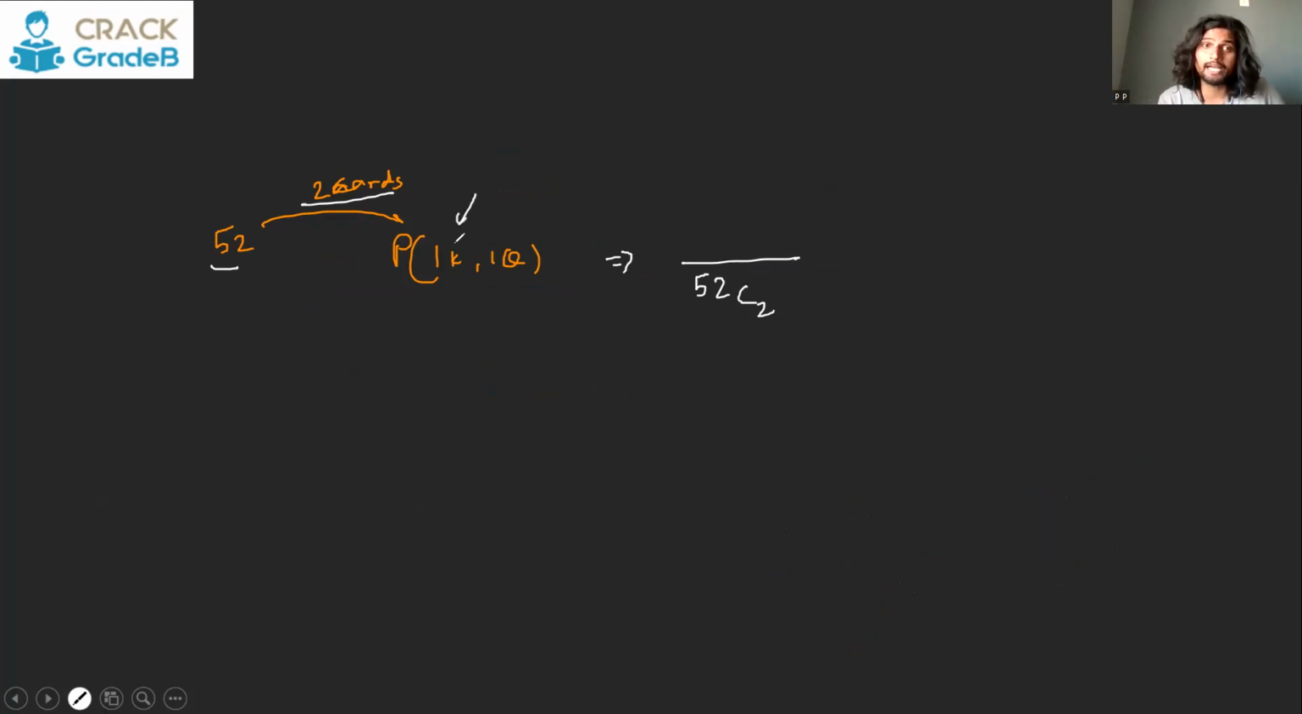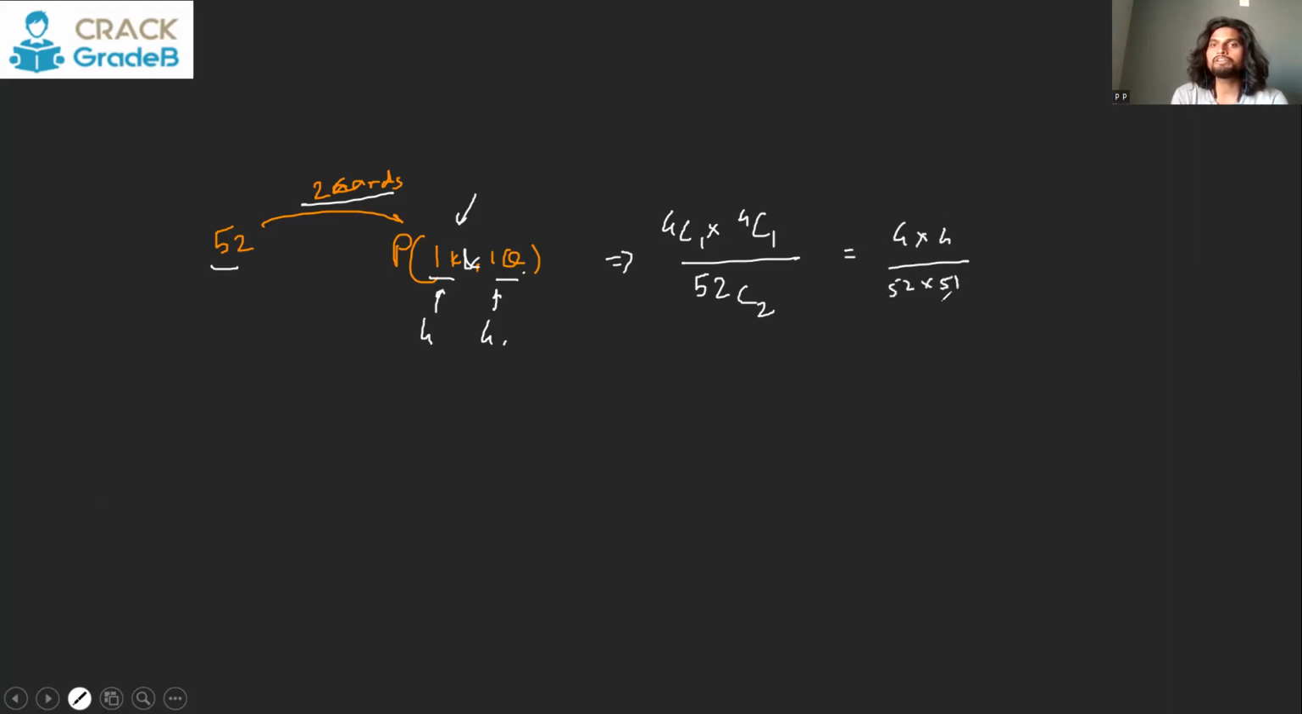But for the numerator this time, you want 1 king and 1 queen. So out of 4 kings, you have to select 1, and out of 4 queens, you have to select 1. So out of 4, selecting 1 means 4C1, and again 4C1. The sign between them is going to be into, because you have to select 1 king and 1 queen. In PNC, we have seen that whenever there is an AND factor involved, we use the product rule. We multiply these two. And 4C1 is 4, 4C1 is 4.